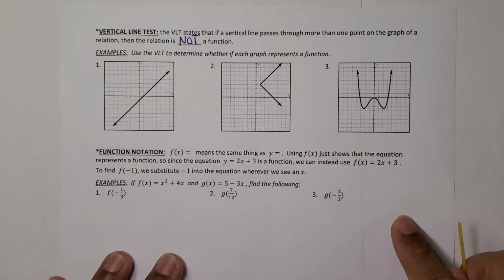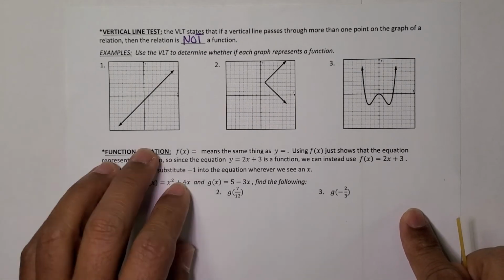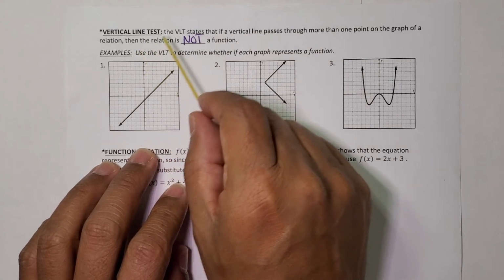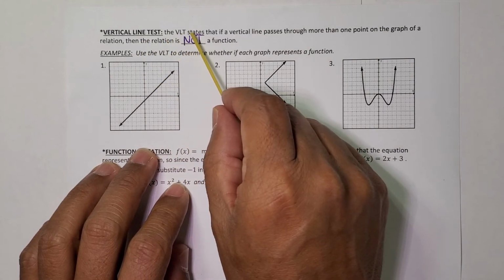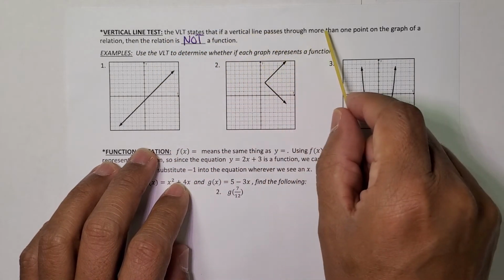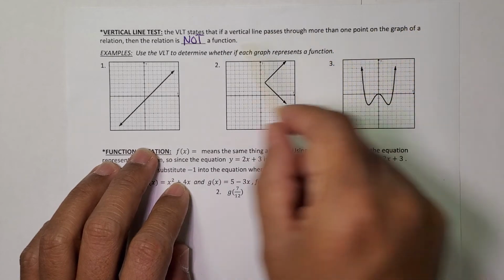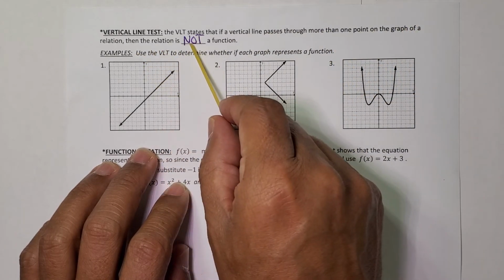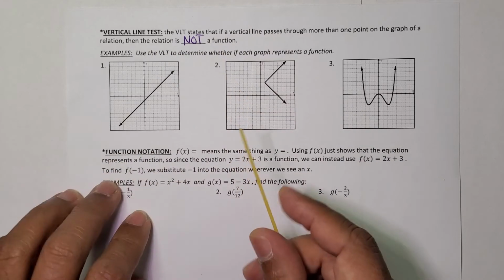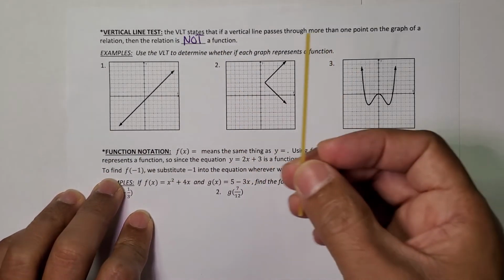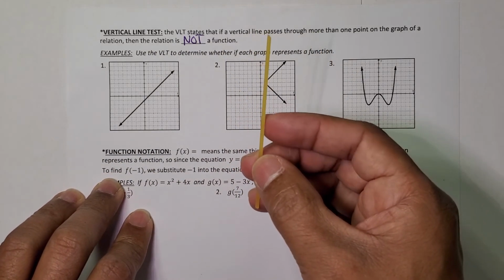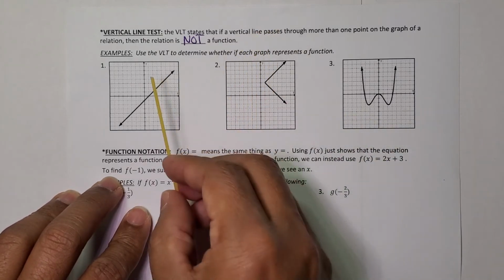On the next page, this is something that you saw in Algebra 1, the vertical line test. The vertical line test states that if a vertical line passes through more than one point on the graph of a relation, then the relation is not a function. So let's go over these 3 examples. I'm going to use this piece of spaghetti as a line, and I'm going to run it through each one of these graphs.